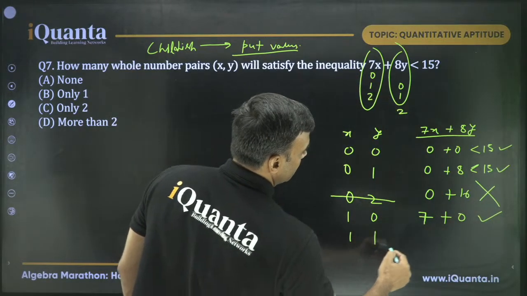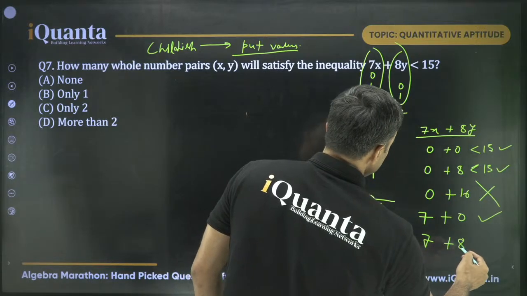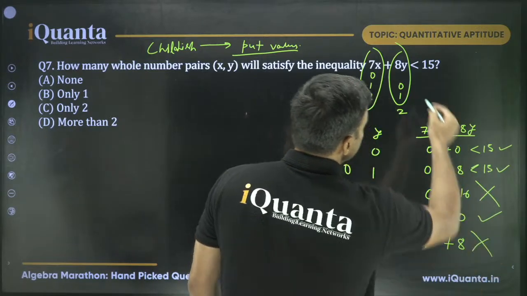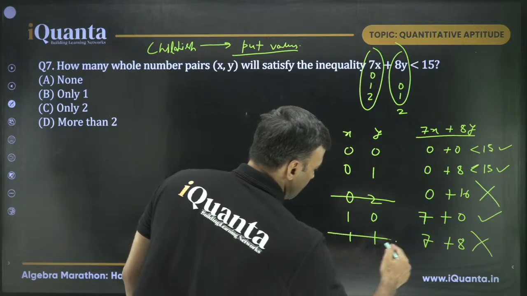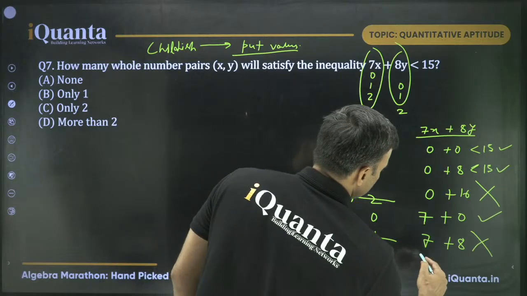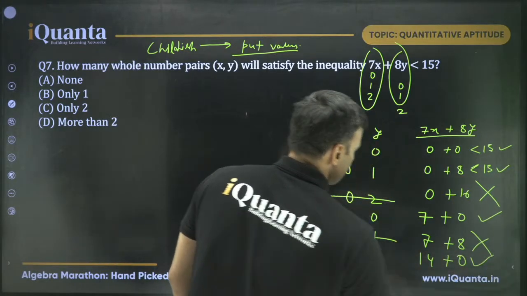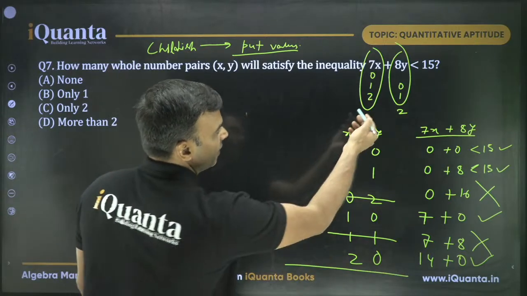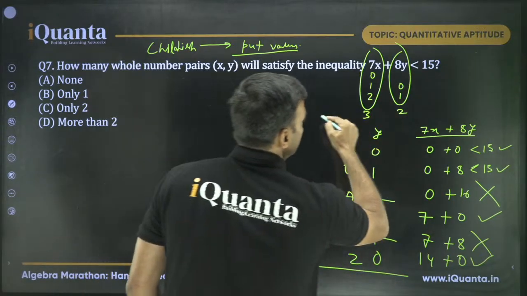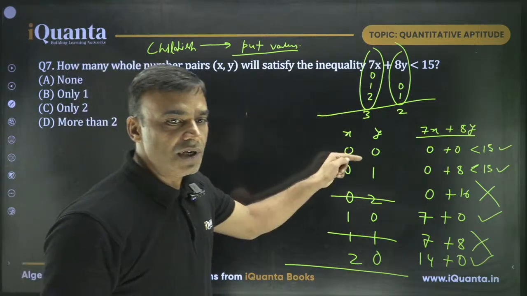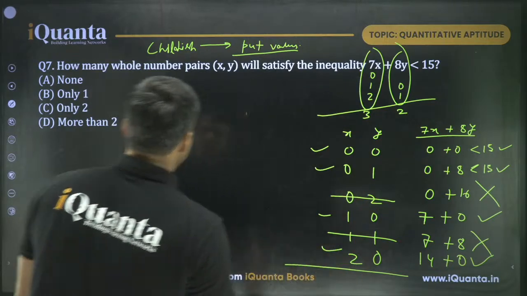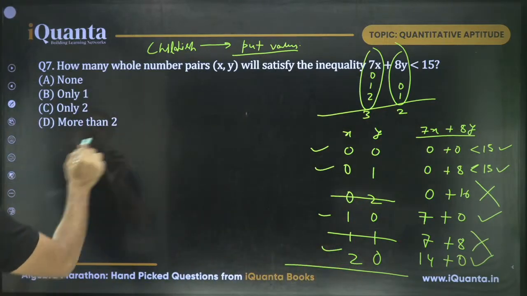Then I have 1 1, so 7 plus 8. No, because I need strictly less; equal to is not there. So this is wrong. And 2 0, 7 twos are 14 plus 0. Is it less than 15? Yes. No need to go further, because even if you go to 3 0, 3 sevens are 21, so clearly that is not possible. We had not taken it earlier anyway. See, that is the advantage: first we checked individually and then we took combinations. So we have 1, 2, 3, 4 solutions.